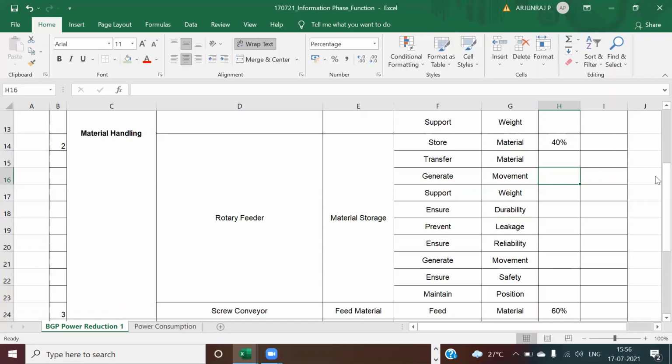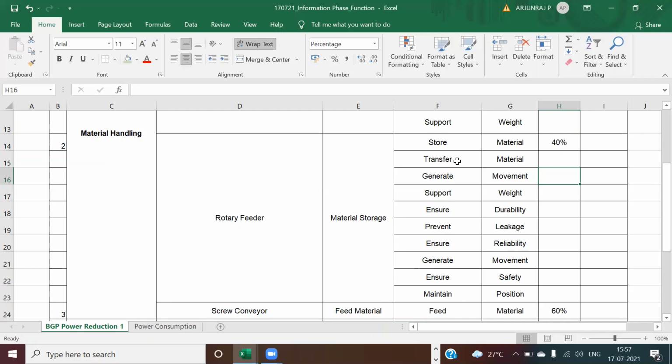Yes, we can say. But the material should be short material. So what we can write is material. Rotary feeders are basically a material handling thing. It will handle the material. It is also used for discharging material. Instead of transfer material, we can write discharge material. Both are the same. Discharge material.